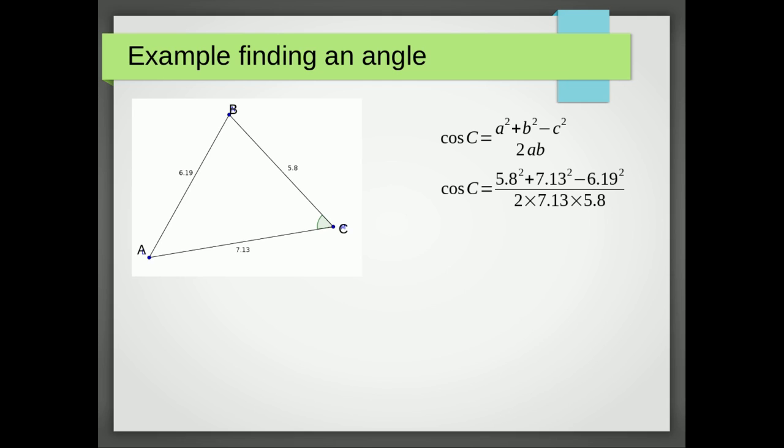Now I can just type the right hand side into a calculator, so I get cos C equals 0.558, and then all I've got to do is the inverse cosine of both sides and I get C equals 56.1 degrees.